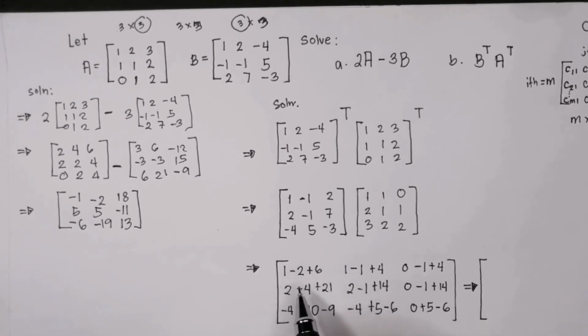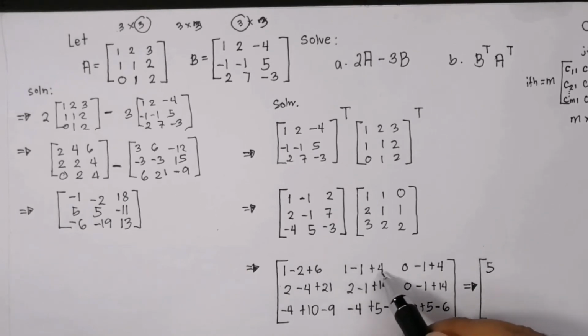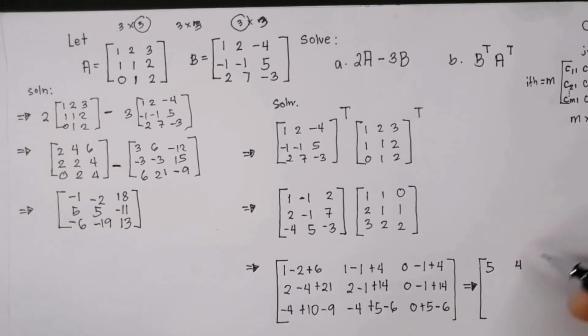simplify all the values inside this matrix. So 1 minus 2 is negative 1 plus 6 is positive 5. 1 minus 1, 0 plus 4 is positive 4. 0 minus 1, negative 1 plus 3 is positive 3. 2 minus 4, negative 2 plus 21, that is positive 19. 2 minus 1 is 1 plus 14, that is 15. 0 minus 1, negative 1 plus 14, that is 13.